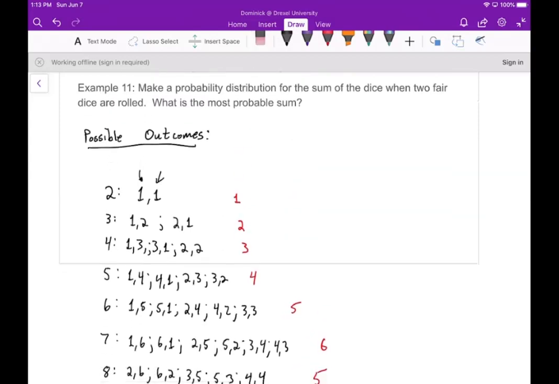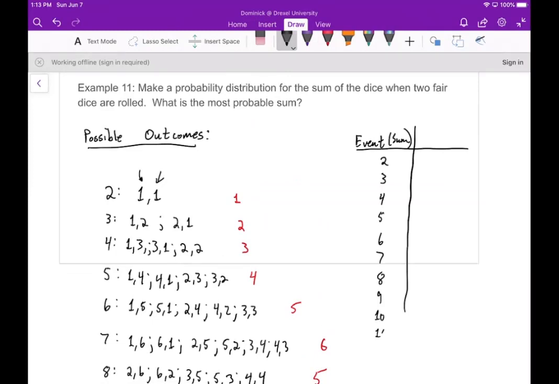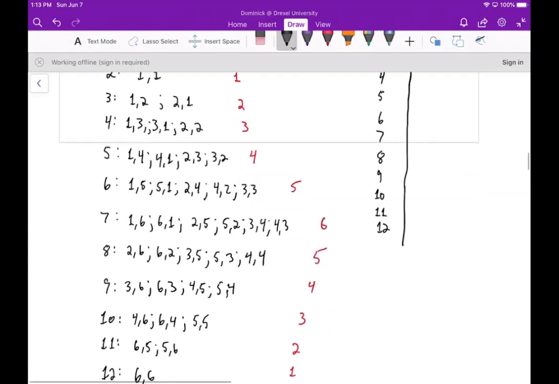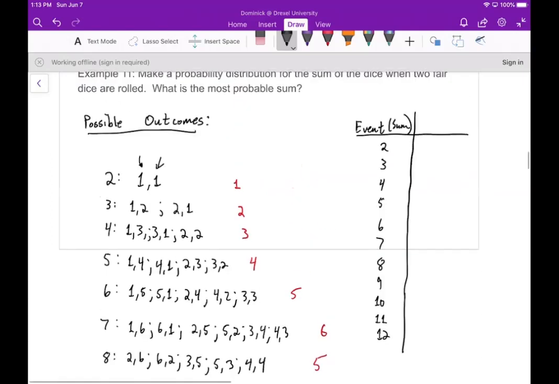So it looks like our probability distribution will look something like this. The event is just getting that sum, right? So we could have 2 through 12. Now, if you count up the number of events that you have here, you're going to have 36 total. So all of these numbers are out of 36.